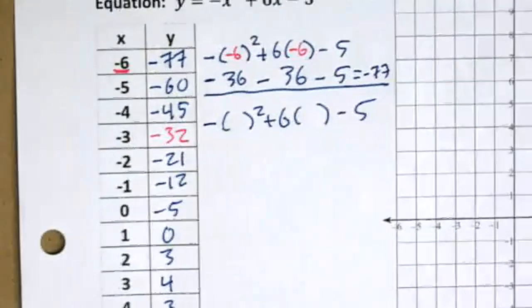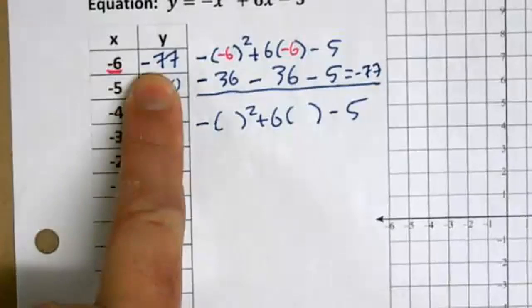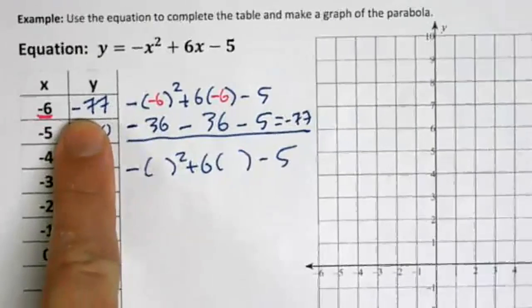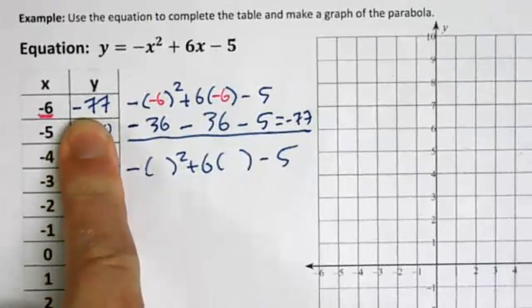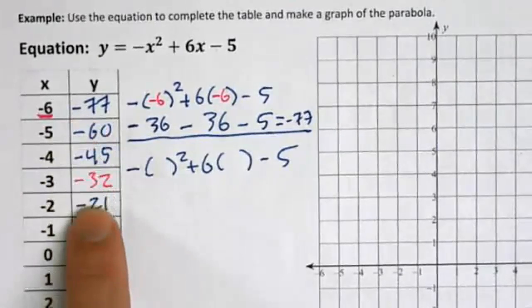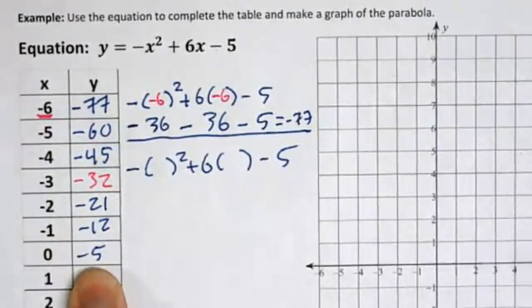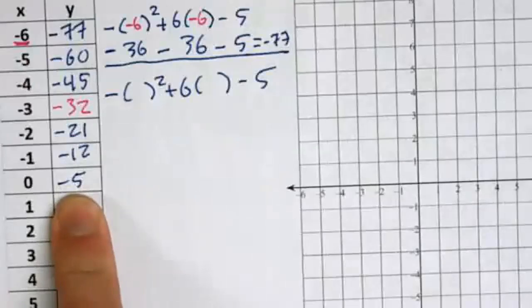All right. So our first point is -6 comma -77. Am I going to be able to fit a point with a y coordinate of -77 on this graph? No. So we're going to skip that. In fact, what's the first one that we can actually graph? 0 and -5. So let's go ahead and graph that.